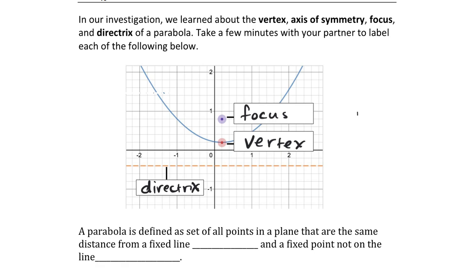A parabola is defined as a set of points in a plane that are the same distance from a fixed line we call the directrix, and a fixed point not on the line, which is called the focus.